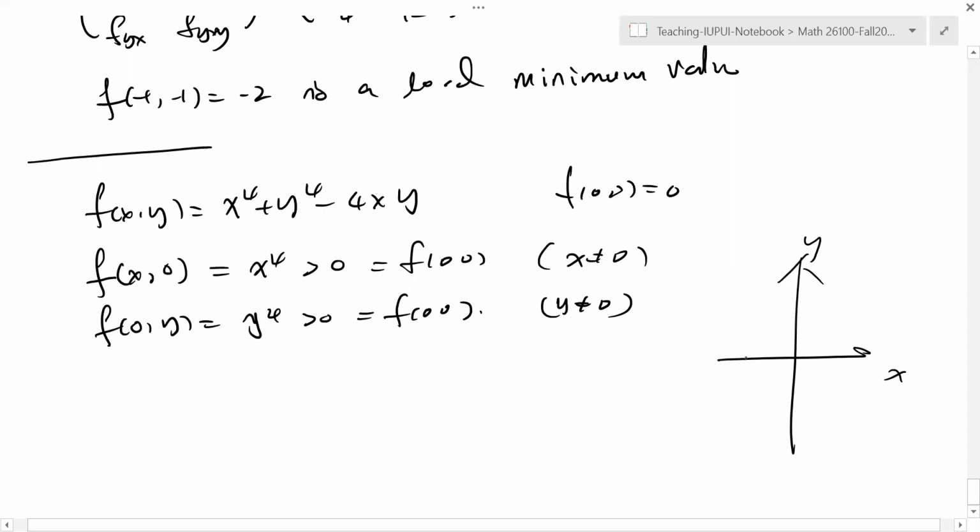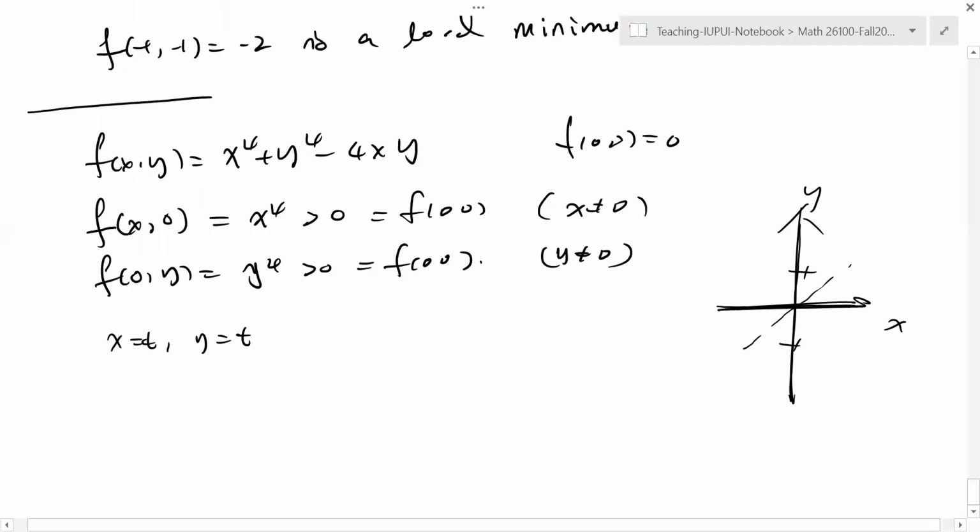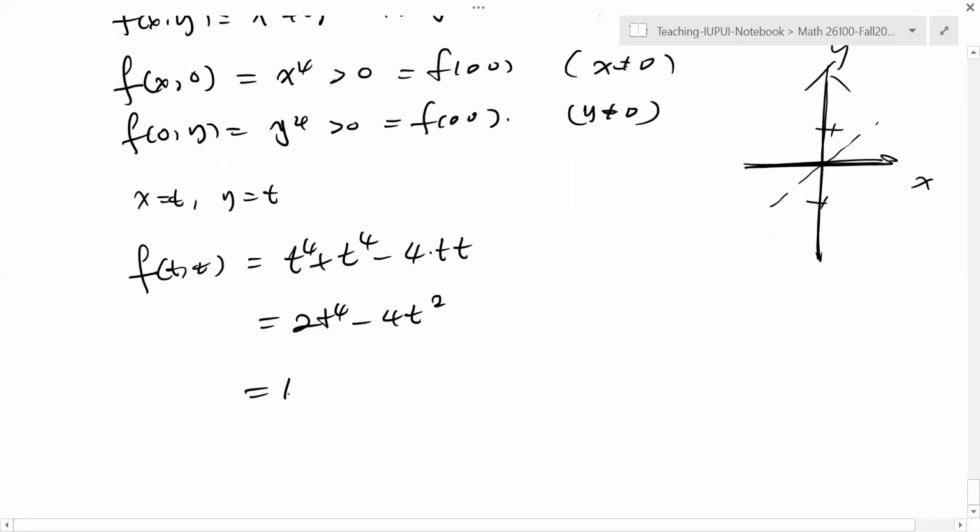Okay, that's possible. So this is a two-dimensional picture. Along the x-axis and along the y-axis, the value of the function is positive. So how about this line? Let's say x equals t, y equals t. So f(t, t) is t to the fourth minus 4 times t squared. So I get t to the fourth power minus 4t squared. Okay, I can take a t squared out, so I have t squared times (t squared minus 4).